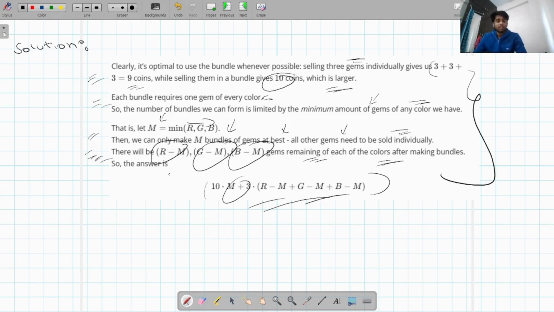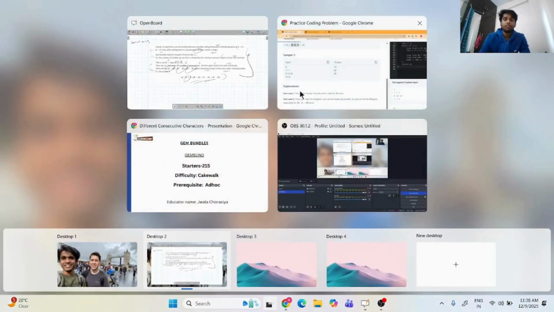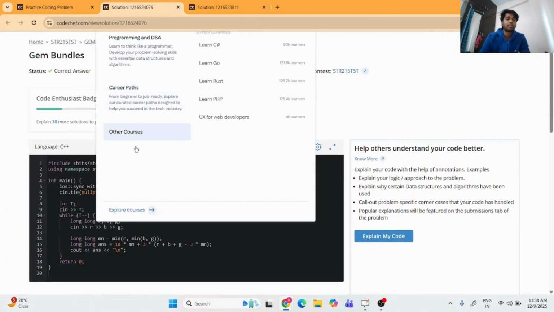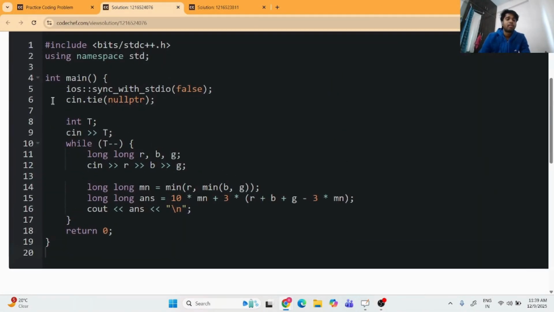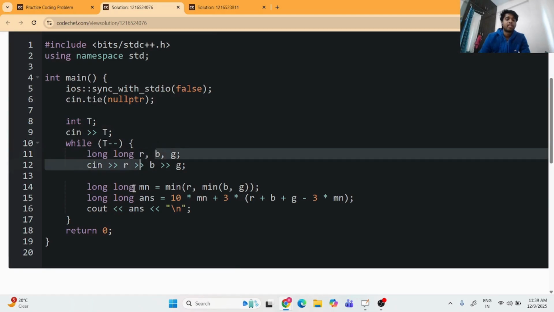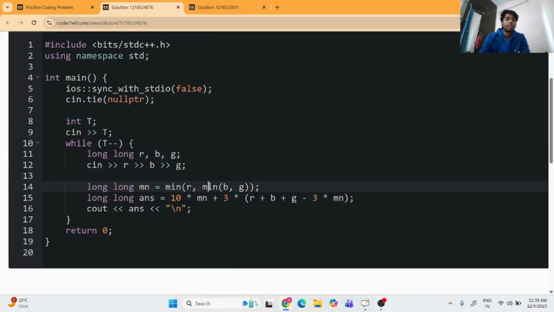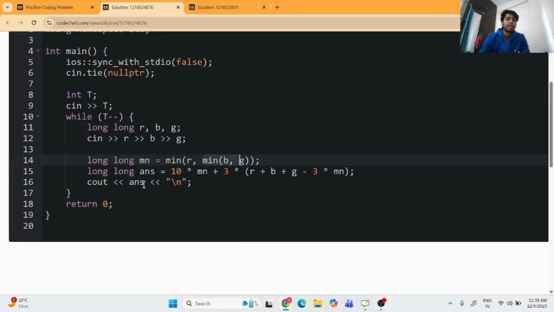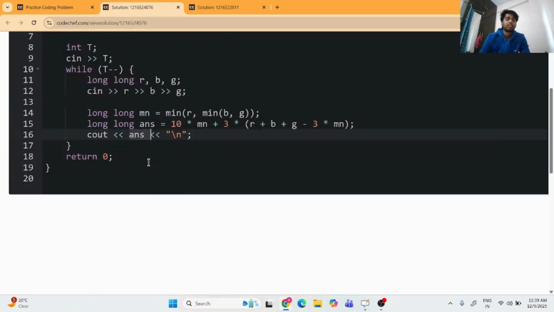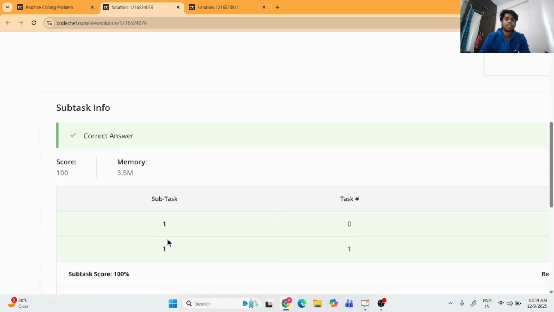So now let's move toward the simple C++ code. So guys, this is my simple C++ code. I took the input for all the test cases as well as R, B, G. Over here, I initialize mn equal to the minimum of r, comma, minimum of b, g, and in this answer variable, I am initializing my solution formula. At the last, I'm simply printing my answer. And as you can see, guys, I have got my C++ code right.